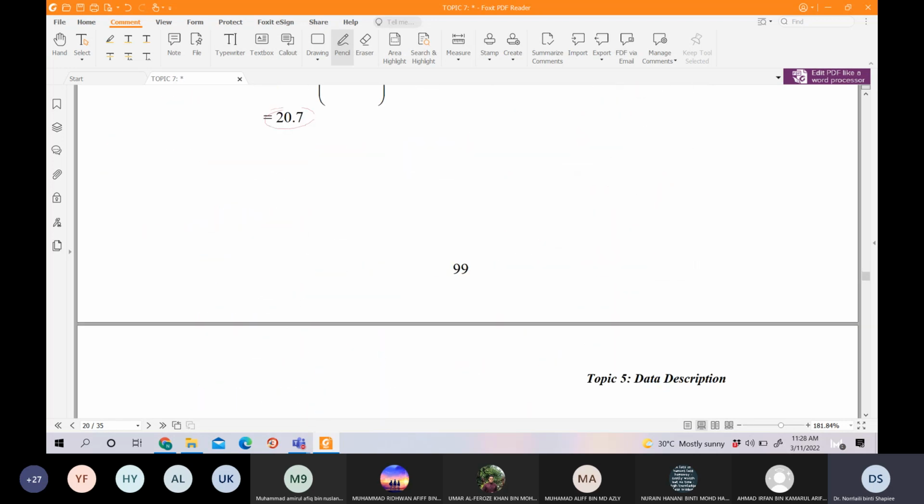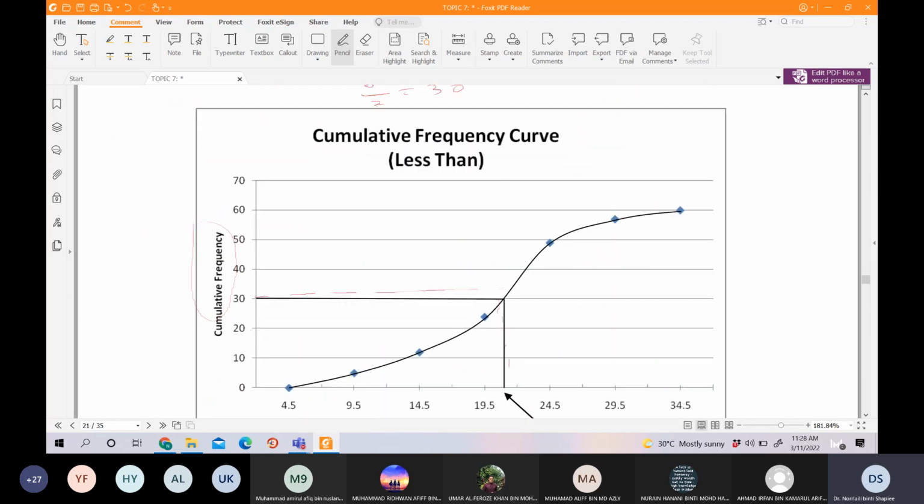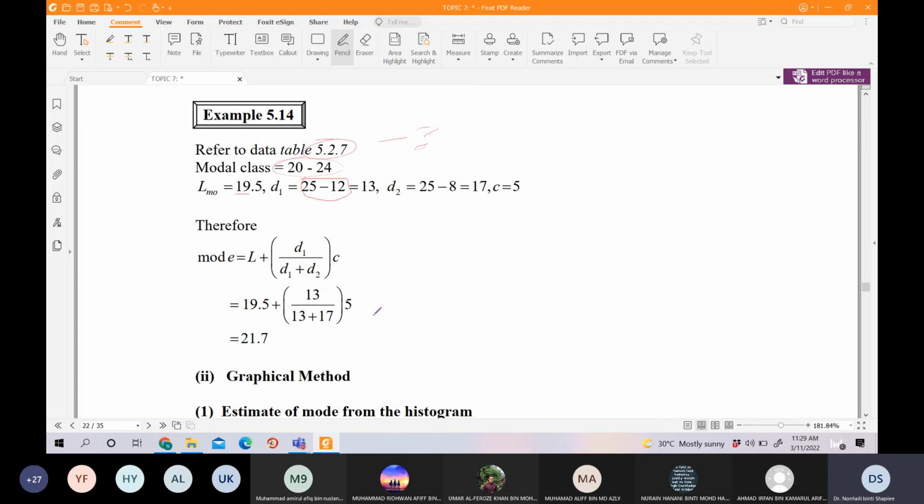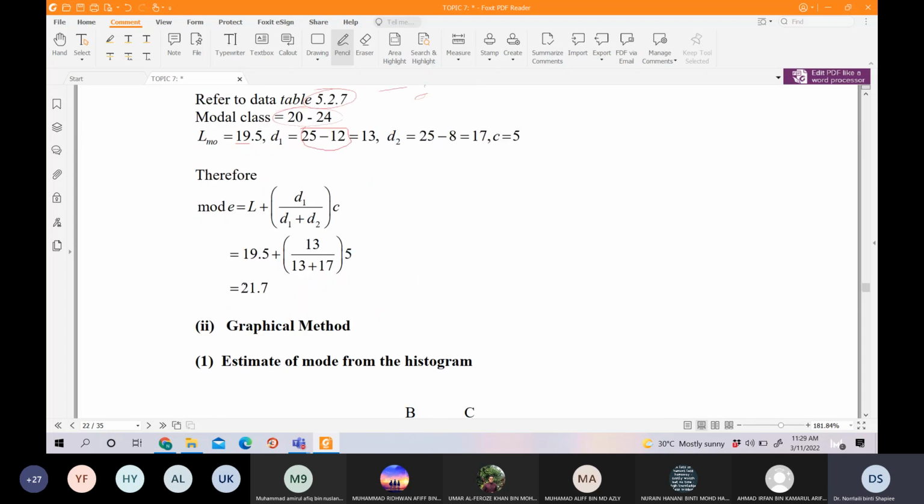Okay, bila dah dapat all this information, then you have to substitute into the formula of mode here. So this one is the formula of the mode. Okay, there you will find that the mode is 21.7. Is it correct? 21.7 is between 20 to 24? Yes. Okay, maksudnya apa? Model class kita terletak pada range, this range.